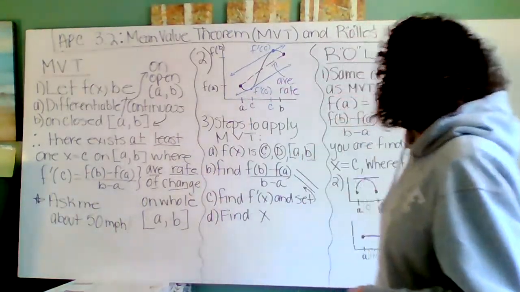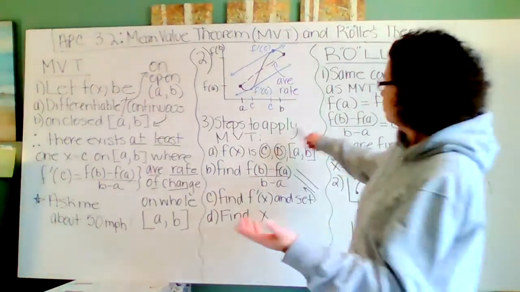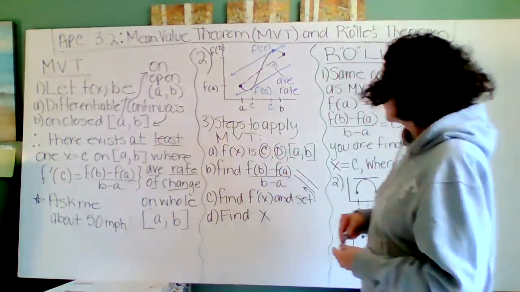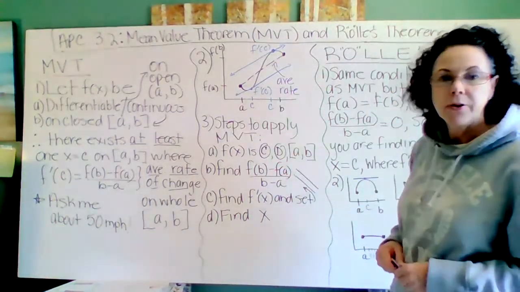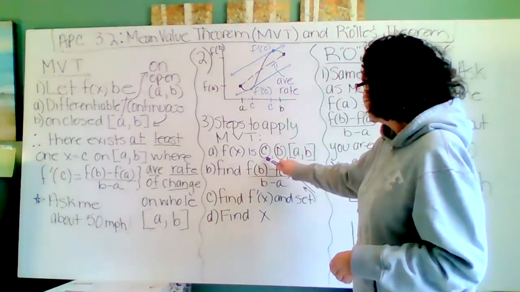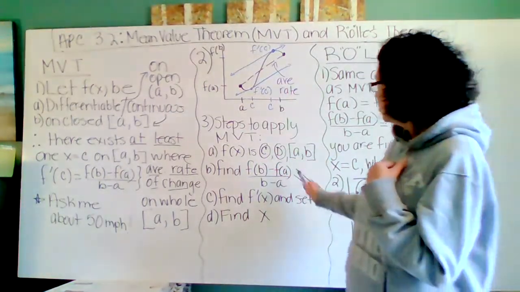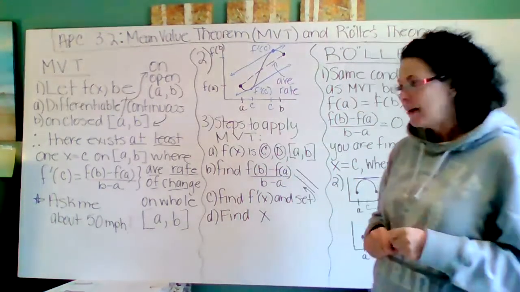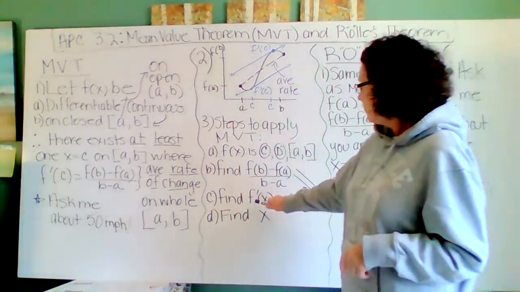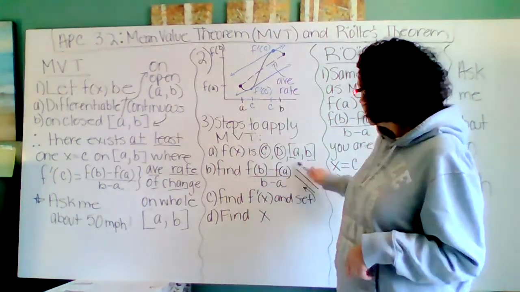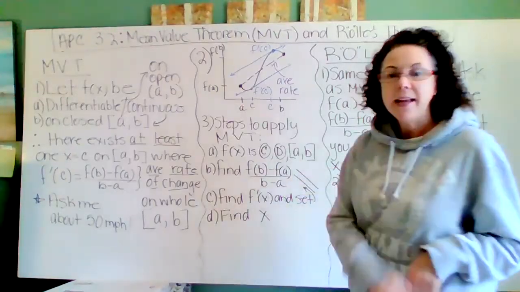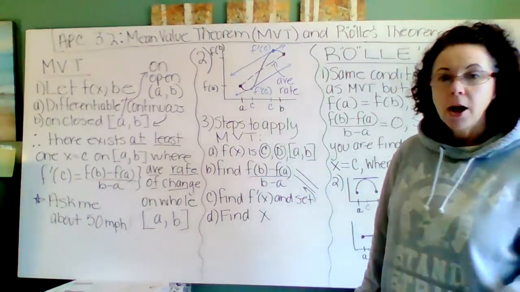Okay, now let's see what else I forgot. Oh, how do you use this? Here are the steps to apply the mean value theorem, right? f of x is continuous and differentiable on a closed interval [a, b]. The next thing I do is find the slope, the average rate of change. Then I find the derivative of the function, set it equal to the slope, and find the x where it happens, okay?